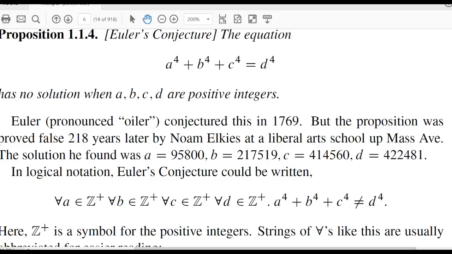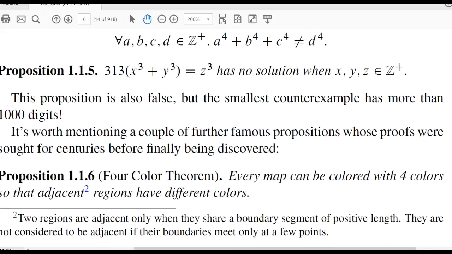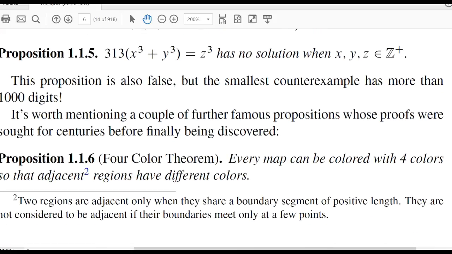And the other problem we have is this one: 313 times (x cubed plus y cubed) equals z cubed has no solution when x, y, z are positive integers. This proposition is also false, although the counterexample has more than 1,000 digits. As for the four-color theorem, we will still encounter this when we discuss graph theory, so it's not yet included here.